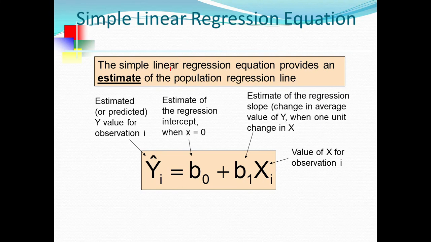So this regression line basically provides the estimate of the population regression line. This is the formula, this is the interpretation. Y hat means the estimated value of y. Beta naught is the estimate of the regression intercept: when x is 0, what is the value of y. Beta 1 is the estimate of the regression slope, as I mentioned before. This is the x value.